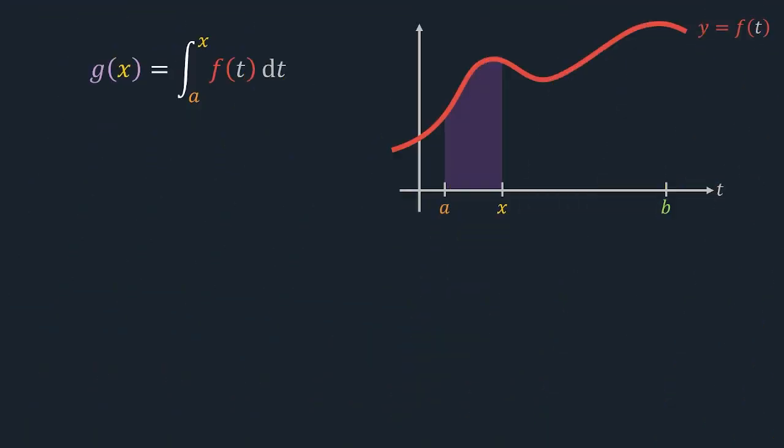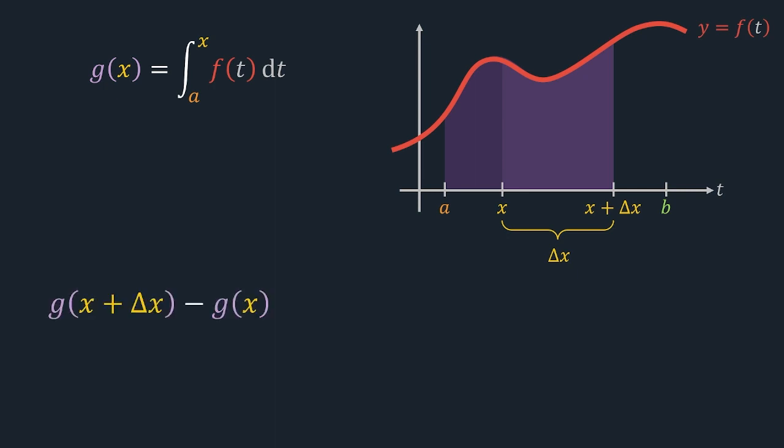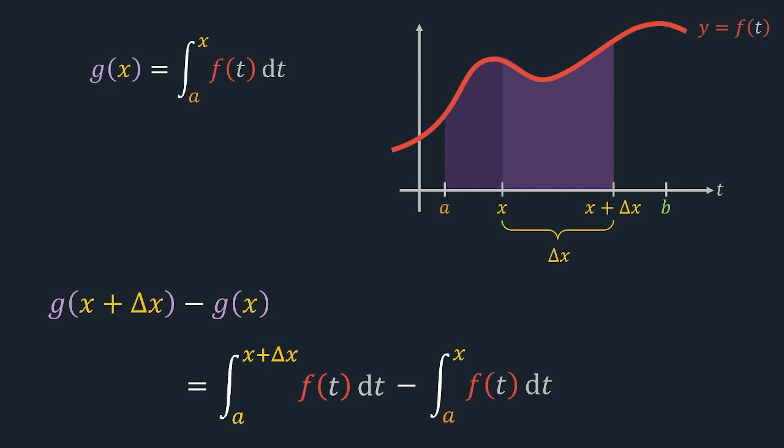So we'll start with the integral from a to x, and then we'll nudge our moving endpoint by delta x, keeping x plus delta x within the interval from a to b. Let's see if we can find a way to rewrite that area from x to x plus delta x as g of x plus delta x minus g of x. We'll use our definition of g to write that as a difference of 2 integrals.